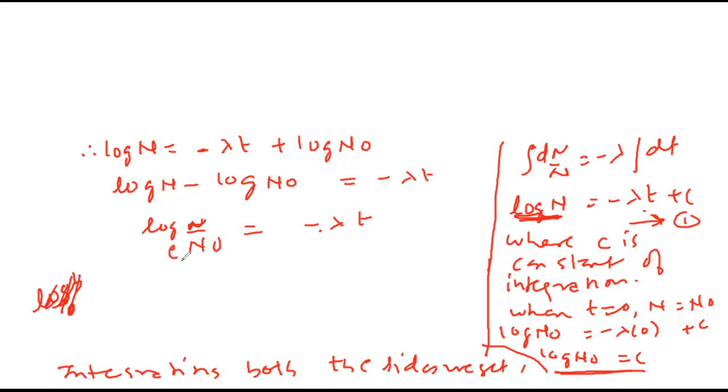Then when you interchange log to an algebraic function, the base remains the same and there is an interchange. That means this now becomes n upon n0 is e raised to minus lambda t. Earlier this was the answer, that becomes the power and log becomes the answer. Clear? So we can say therefore n equals n0 e raised to minus lambda t.